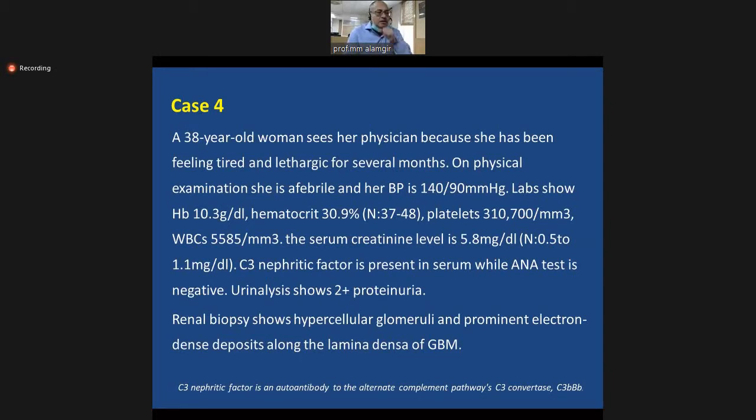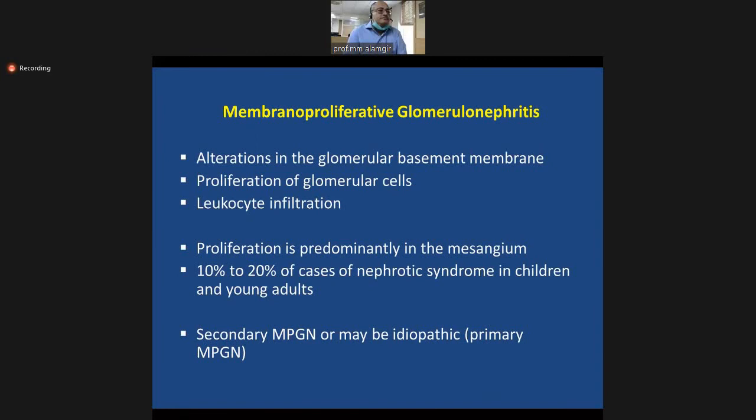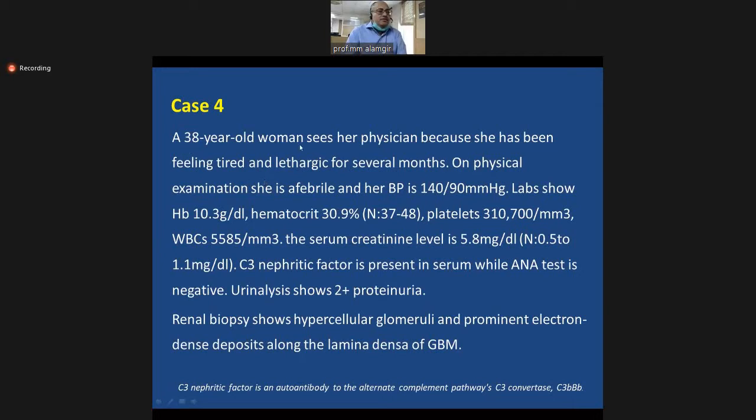This case basically is a membranoproliferative glomerulonephritis. So here you can see we have a middle-aged woman. She is not yet hypertensive. She may develop hypertension later. Hemoglobin is just on the lower side of the normal range for females. Hematocrit is low. There is some impediment to erythropoiesis. Platelets are still normal, and WBCs are normal. Creatinine is high. It means renal insufficiency is remarkable. C3 nephritic factor is present in the serum while ANA test is negative.